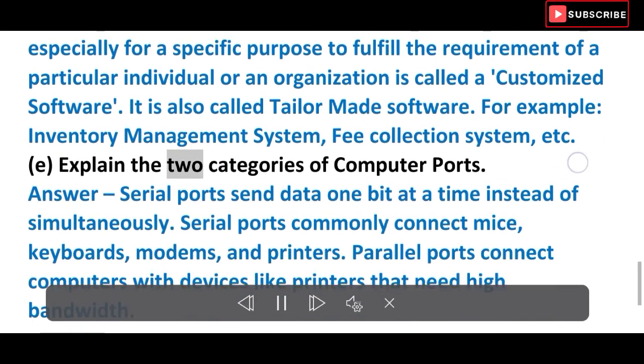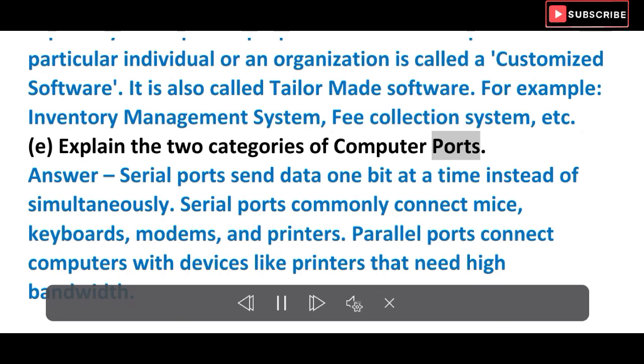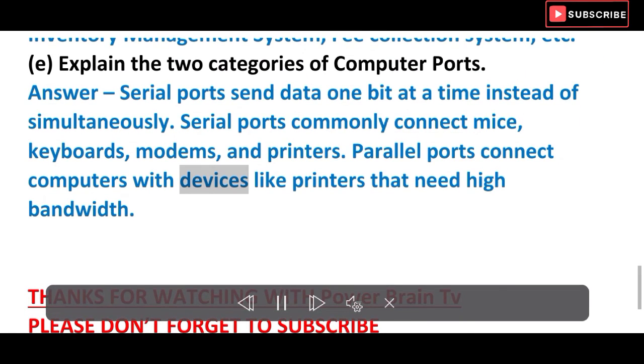A. Explain the two categories of computer ports. Answer: serial ports send data one bit at a time instead of simultaneously. Serial ports commonly connect mice, keyboards, modems, and printers. Parallel ports connect computers with devices like printers that need high bandwidth.